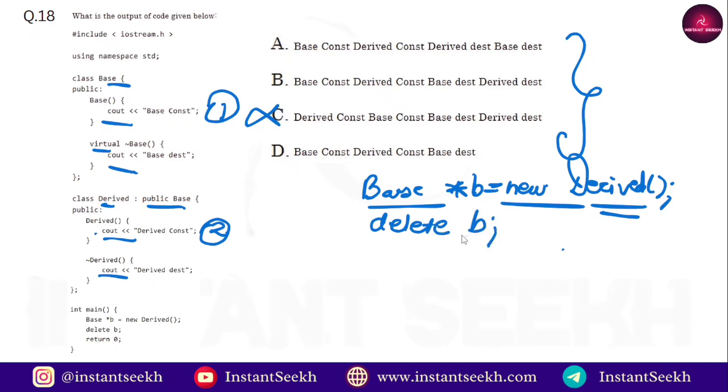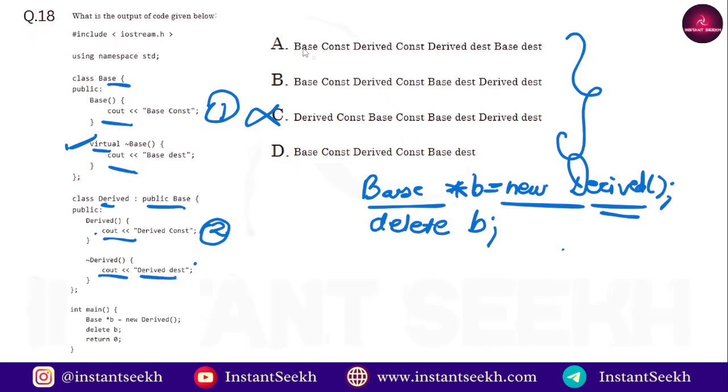Once delete b is called, it triggers the destruction process. The destructor of the derived class is called first. Why is it called first, and not the base class destructor? As you have studied the chain of constructors or chain of destructors, the base class constructor or destructor should be called first. But why is it not called first here? Because here we have mentioned the virtual keyword. So your first output will be the derived class destructor.